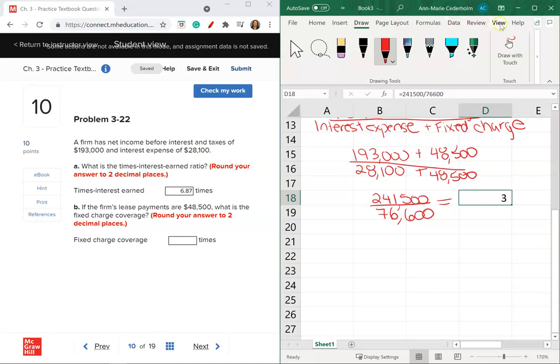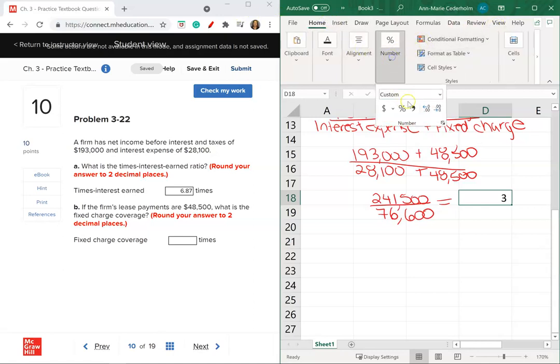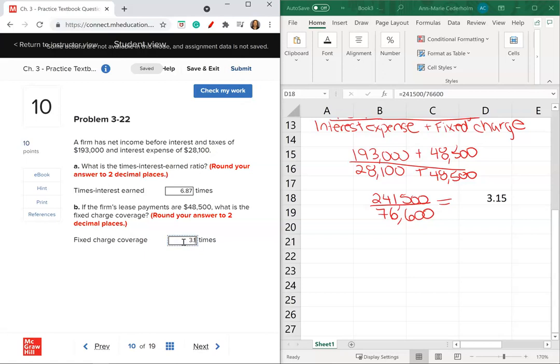So put that to 2 decimal places. So that's 3.15. So now I only have 3.15 of their earnings in order to pay for my fixed charge plus my interest expenses.